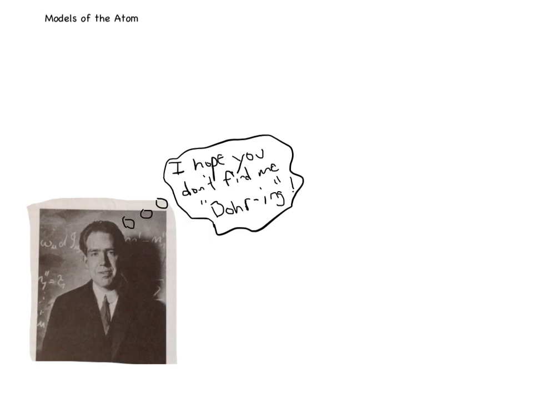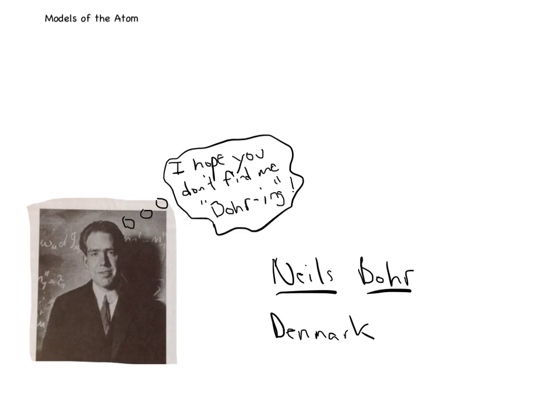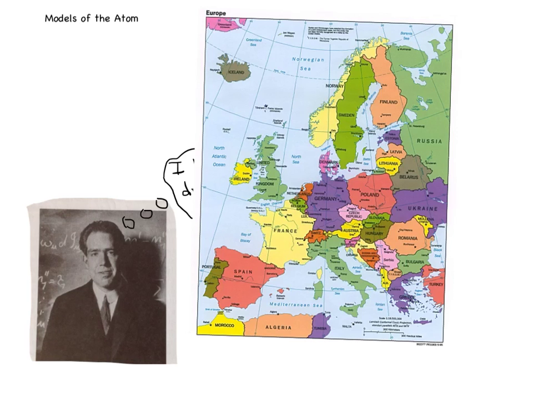Alright, so the first model was the brainchild, a genius brainchild, of this man. He was, in his own right, a very well-known person in his day, and his name is Niels Bohr, and he is from Denmark. We'll take a quick look at Denmark here. Here's Europe. Denmark is the northern part of Germany, just south of Sweden. So this is where he's from.